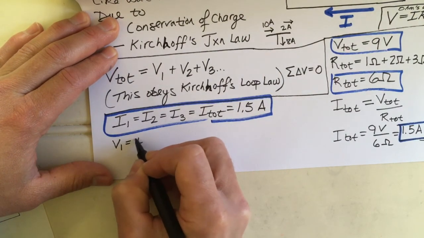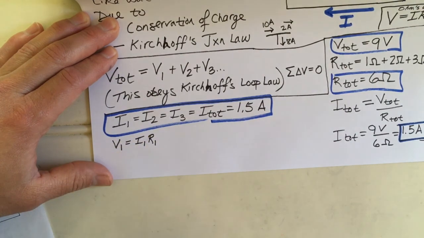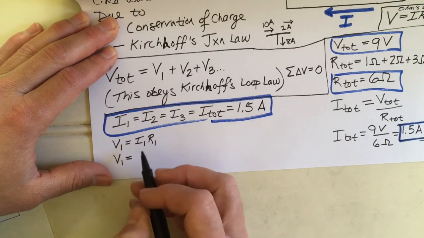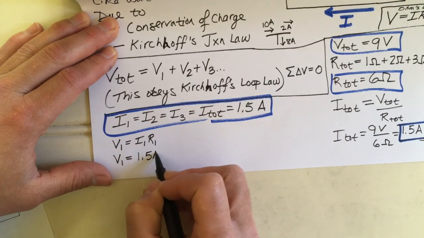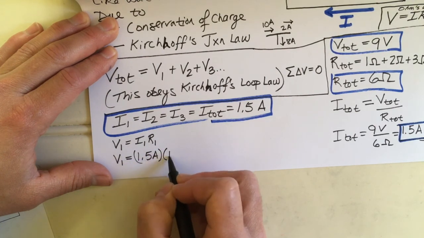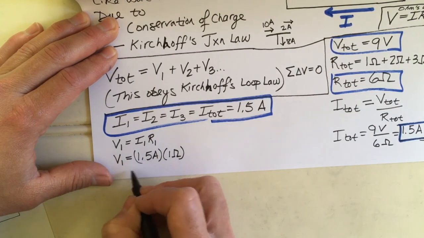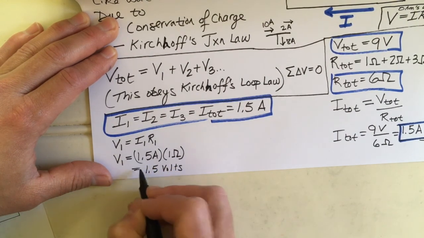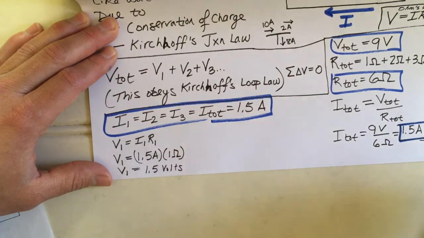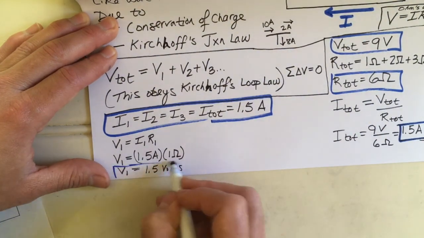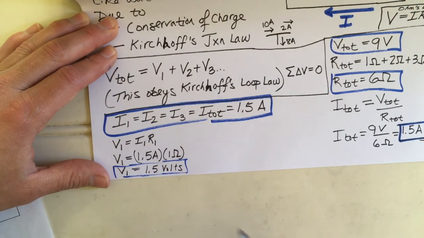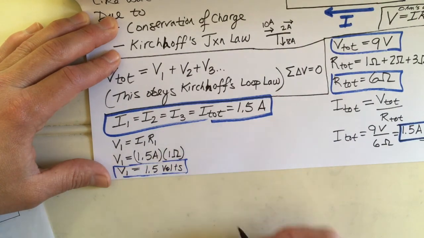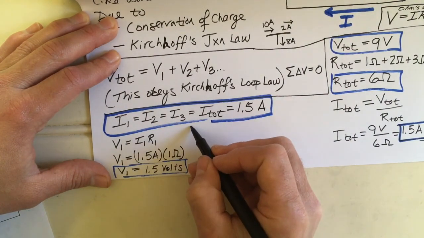V1 equals I1 times R1, right? And starting with bulb 1. So we can say that V1 is equal to I1, which is 1.5 amps, times R1, which is a 1 ohm bulb. What's 1 times 1.5? We just say 1.5 volts. Now, could I have just used the symbol V? Yeah, but I was kind of running out of room, and wanted to make sure that it's clear. So I just wrote out the word volts. Okay, let's do the same thing for bulb 2.